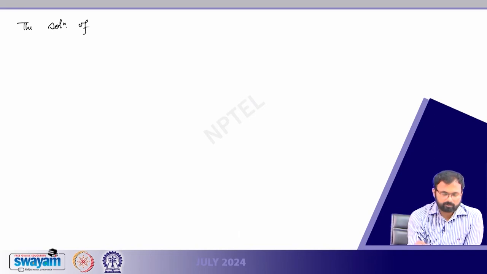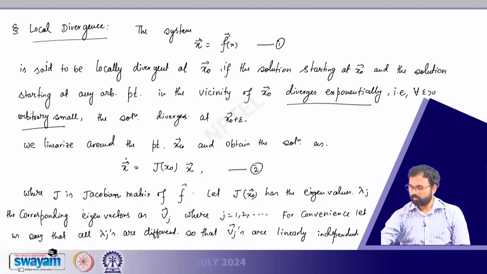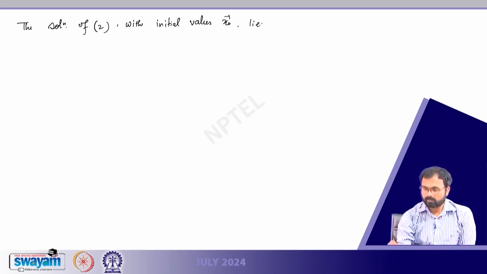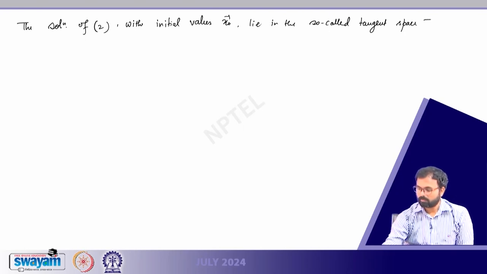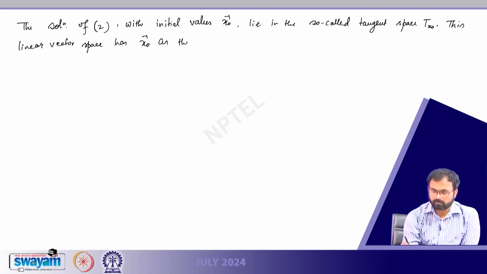So then the solutions of the second equation, that means after linearization, I think I didn't give the equation number, so let us call it equation number 1, and this is equation number 2. So the solution of 2 with initial values x0 lie in the so-called tangent space, Tx0, right? This linear vector space has x0 as the origin, right? Because it was formulated around x0.